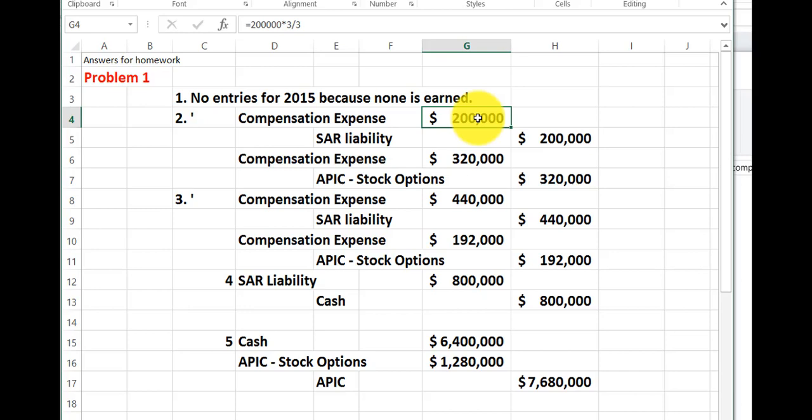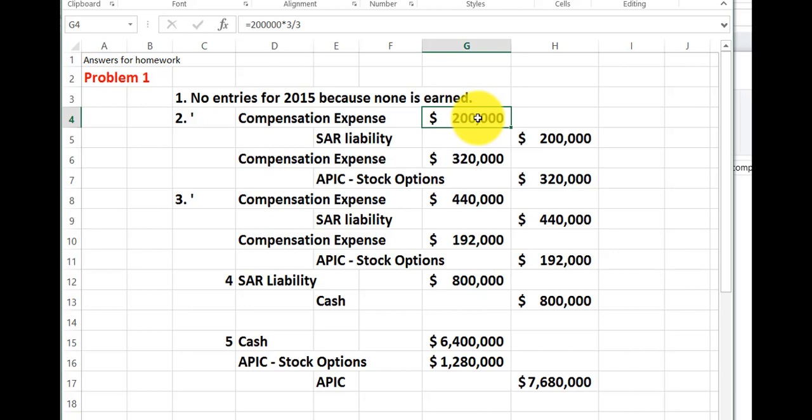So you take the 200,000 stock appreciation rights as we look at the whole plan in aggregate, you multiply that by the $3 that they're going to receive, then you divide that by 3 because they're going to earn that over 3 years, and you get $200,000, which, as you see there, is debited to compensation expense and credited to the liability for stock appreciation rights, because that's going to be paid in cash.